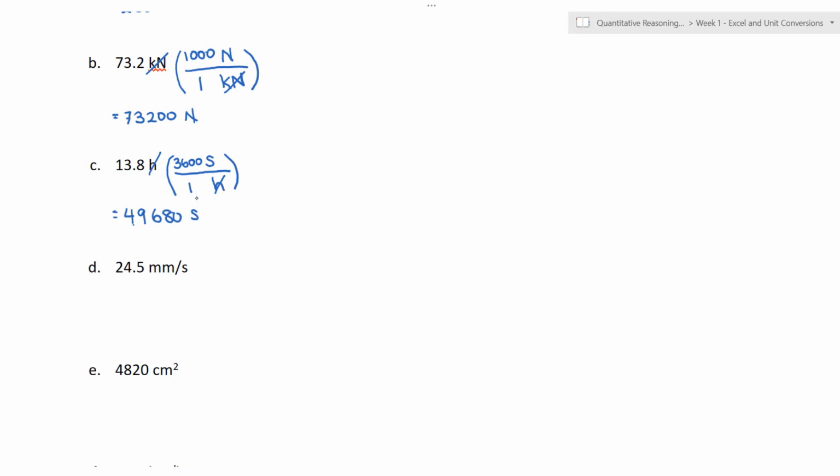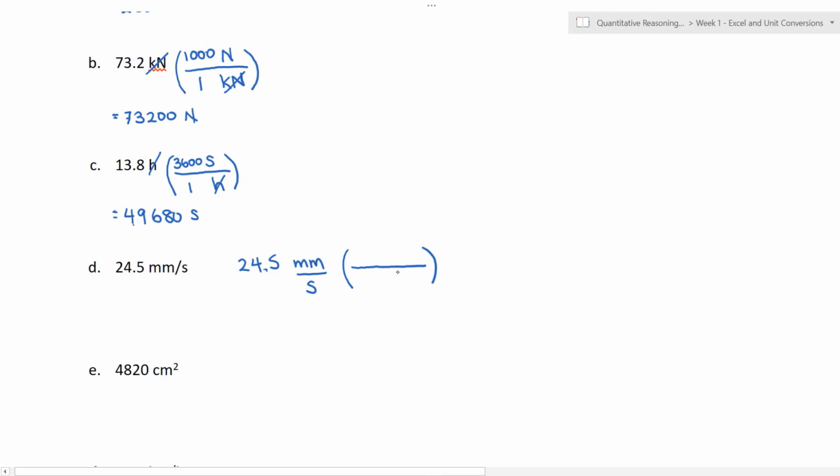All right, let's move on to D. So here we have 24.5 millimeters per second. So this per second over here is the same as writing 24.5 millimeters over seconds. And I like doing it this way because it emphasizes the fact that seconds is actually in the denominator. So now we're going to go through the same process to change this to SI units. So we're going to do 1 unit at a time. We have millimeters. We want to convert millimeters into the corresponding SI unit. So the SI unit for distance is just meters.